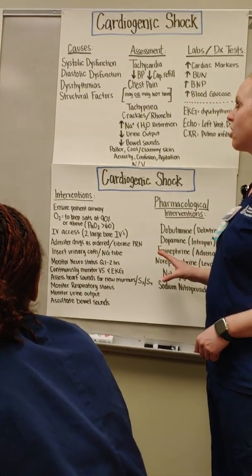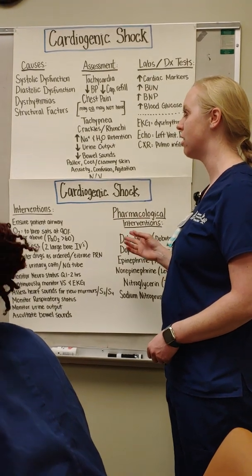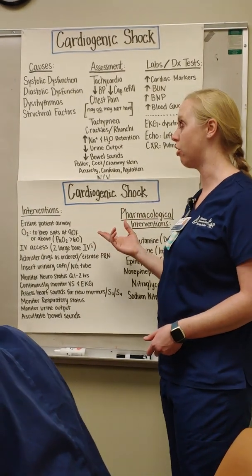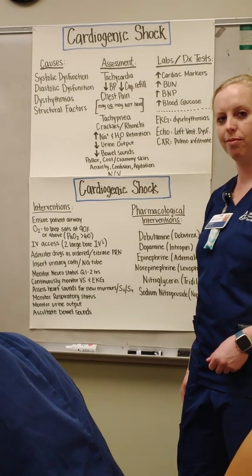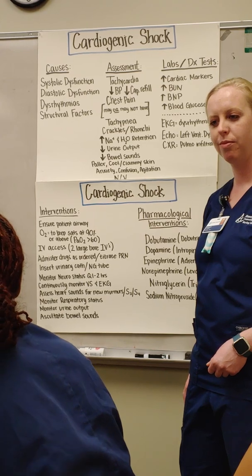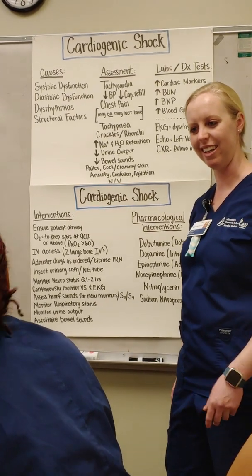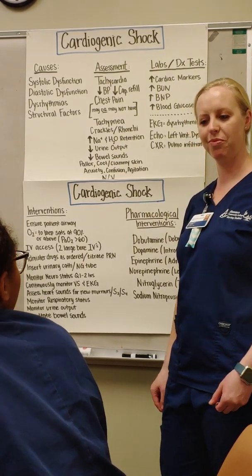All right, some causes of cardiogenic shock are systolic dysfunction, diastolic dysfunction, dysrhythmias, and structural factors. Okay, so I've got in my notes that some structural factors might be valvular dysfunctions, like stenosis or regurgitation. Exactly. Okay, and dysrhythmia is like AFib and stuff like that.